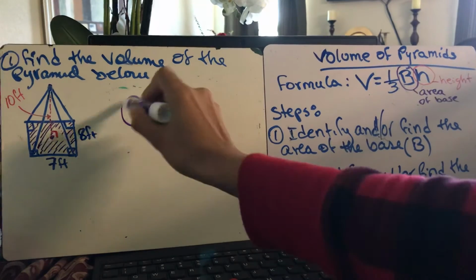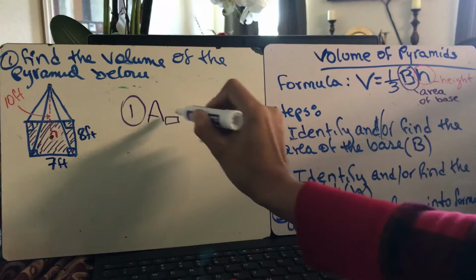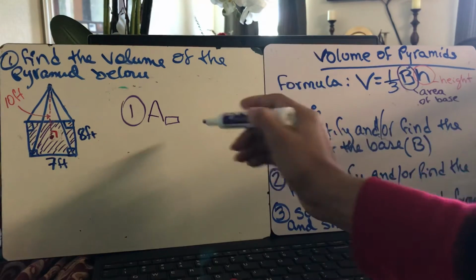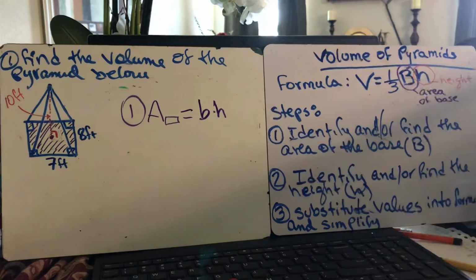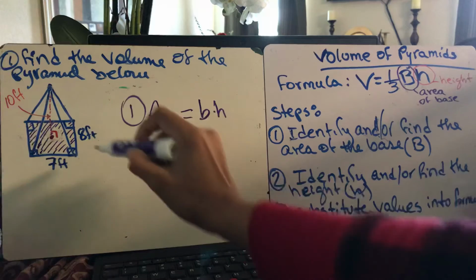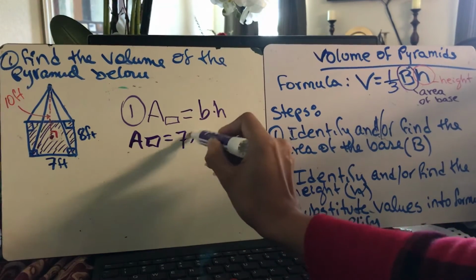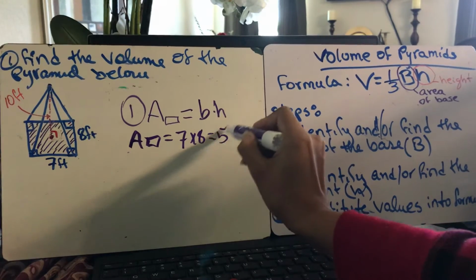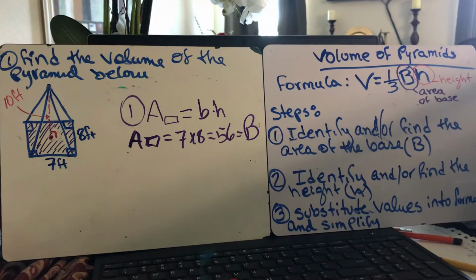So when I identify on step 1 the base, then I find the area of the base. So step 1, the area of the base, and I'm just gonna put A and a little rectangle because I identify my base to be a rectangle. It's gonna be base times height. And we're just focusing on the rectangle. The base of my rectangle is clearly a 7, and the height of the rectangle is 8. So the area of the rectangle is 7 times 8, which is 56. And again, this is my capital B, very important.